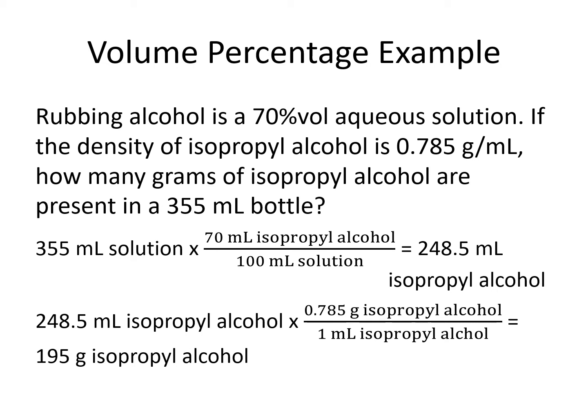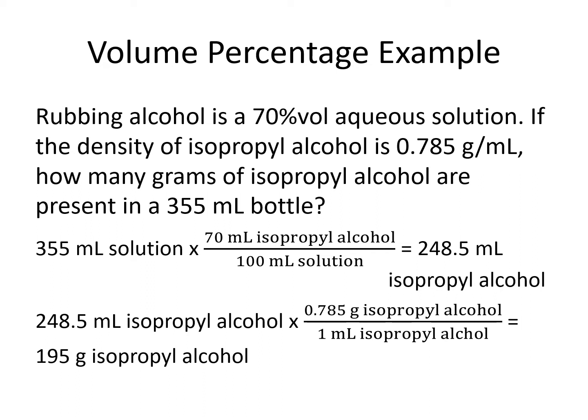We start with our 355 milliliters of solution. Milliliters of solution has to go on the bottom of our conversion factor, and milliliters of isopropyl alcohol is going to go on the top of our conversion factor. That 70% tells us that 70% of the solution is our component, in this case, the isopropyl alcohol. So out of every 100 milliliters, 70 of those would be the isopropyl alcohol. We can do 355 times 70 divided by 100, and that tells us out of the 355 milliliters of solution, 248.5 of those are the isopropyl alcohol.